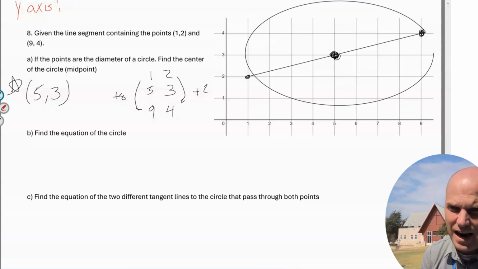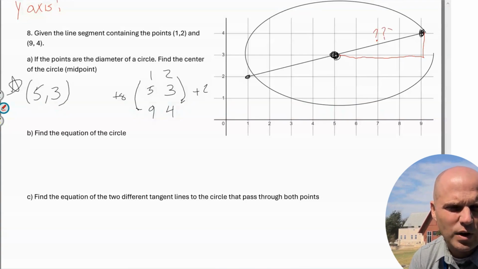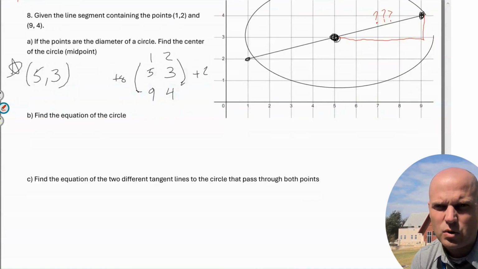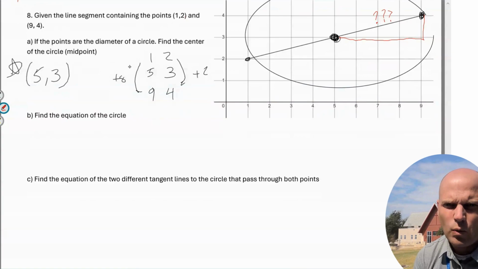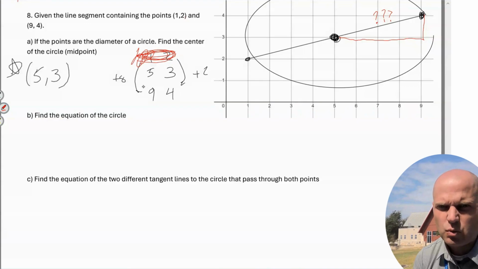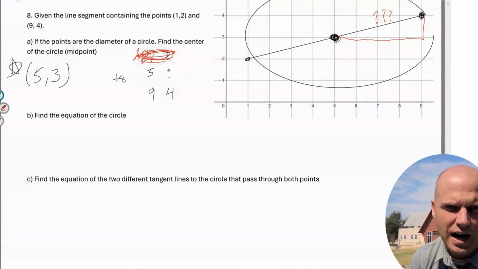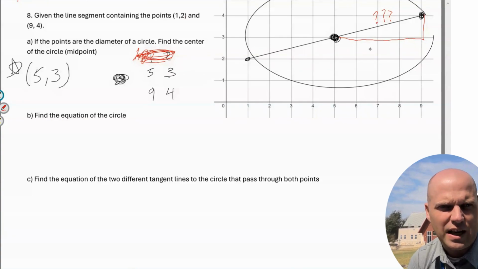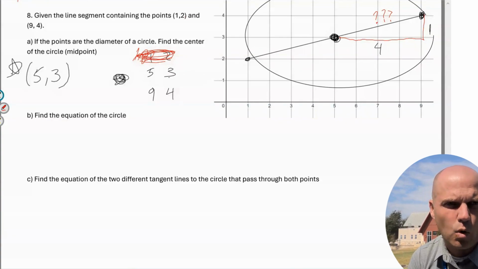Okay, now find the equation of the circle. Well, here's where we need to figure out what is the radius of the circle. What is this length, that entire length? Now, we don't want to use 1, 2 and 9, 4. We want to forget about this 1, 2. We just want to use maybe 5, 3 and 9, 4. We want to use the point in the middle and the point on the outside, though you could do something else if you wanted to. But now we're considering that this length is 4 and this length is 1.